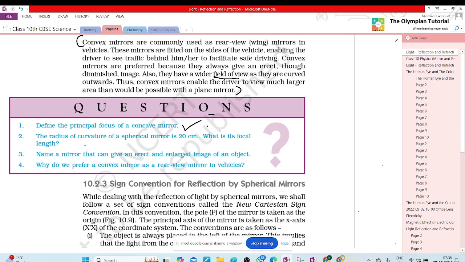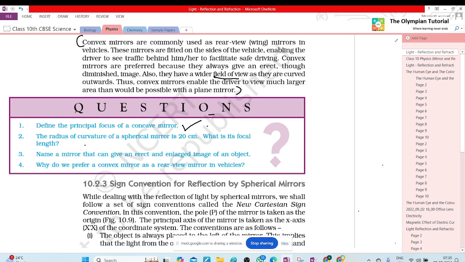Name a mirror that can give an erect and enlarged image of an object. Convex? No, no. Convex cannot give an enlarged image. We just did that. It's the last case of the concave mirror. Yes, ma'am.